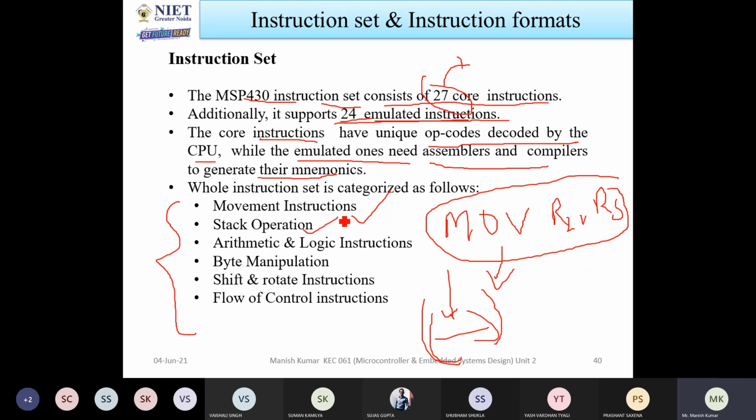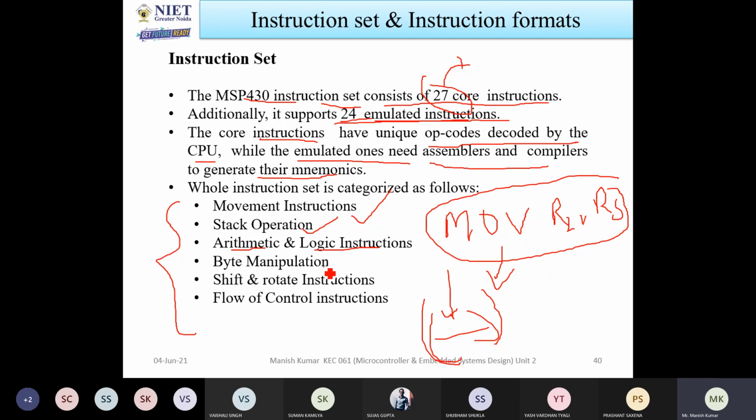Next is stack operation. Whenever you are inserting data, storing data into the memory, or retrieving data from memory, we use the stack operation. It also has arithmetic and logic instructions. Arithmetic includes addition, subtraction, division, like that. Logic includes AND logic and OR logic. All of you studied AND gate, OR gate, XOR gate in digital electronics, and those instructions are also available here.